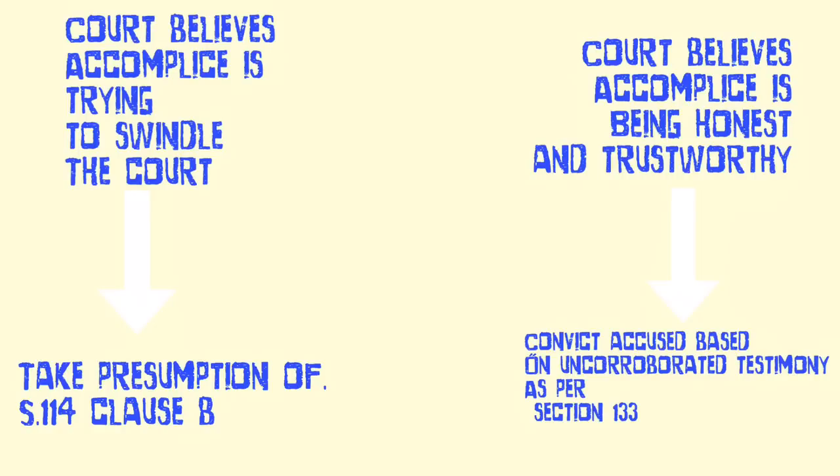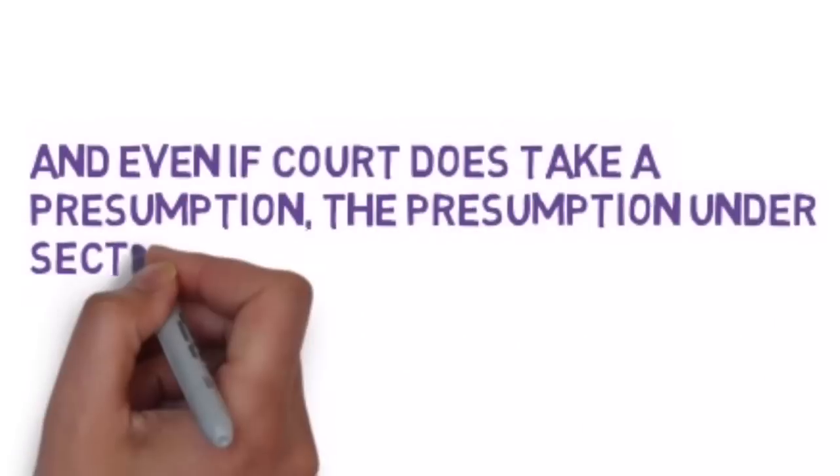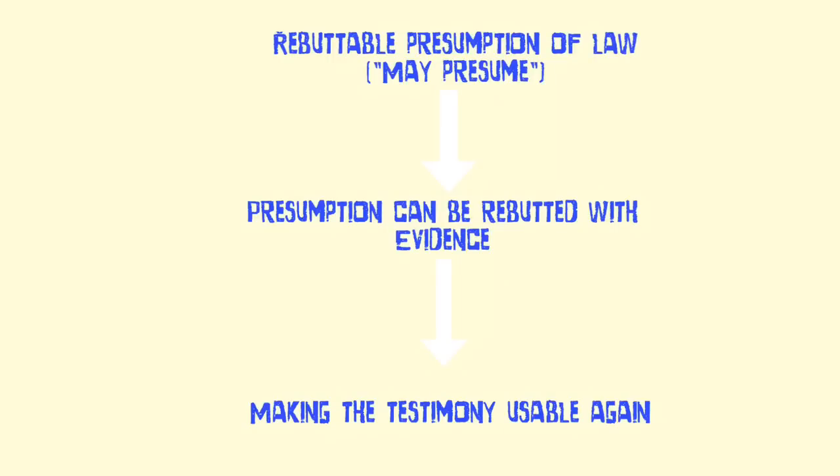However, if the court believes that the accomplice is being honest and trustworthy and his testimony can be used, the court may go on to convict the accused on uncorroborated testimony of the accomplice. And as per Section 133, that conviction will be legal and valid. Furthermore, it is important to remember that even if the presumption is taken under Section 114 Clause B, the presumption is a rebuttable presumption of law, as the words "the court may presume" have been used. Hence, the presumption, even if taken, can be rebutted by evidence.